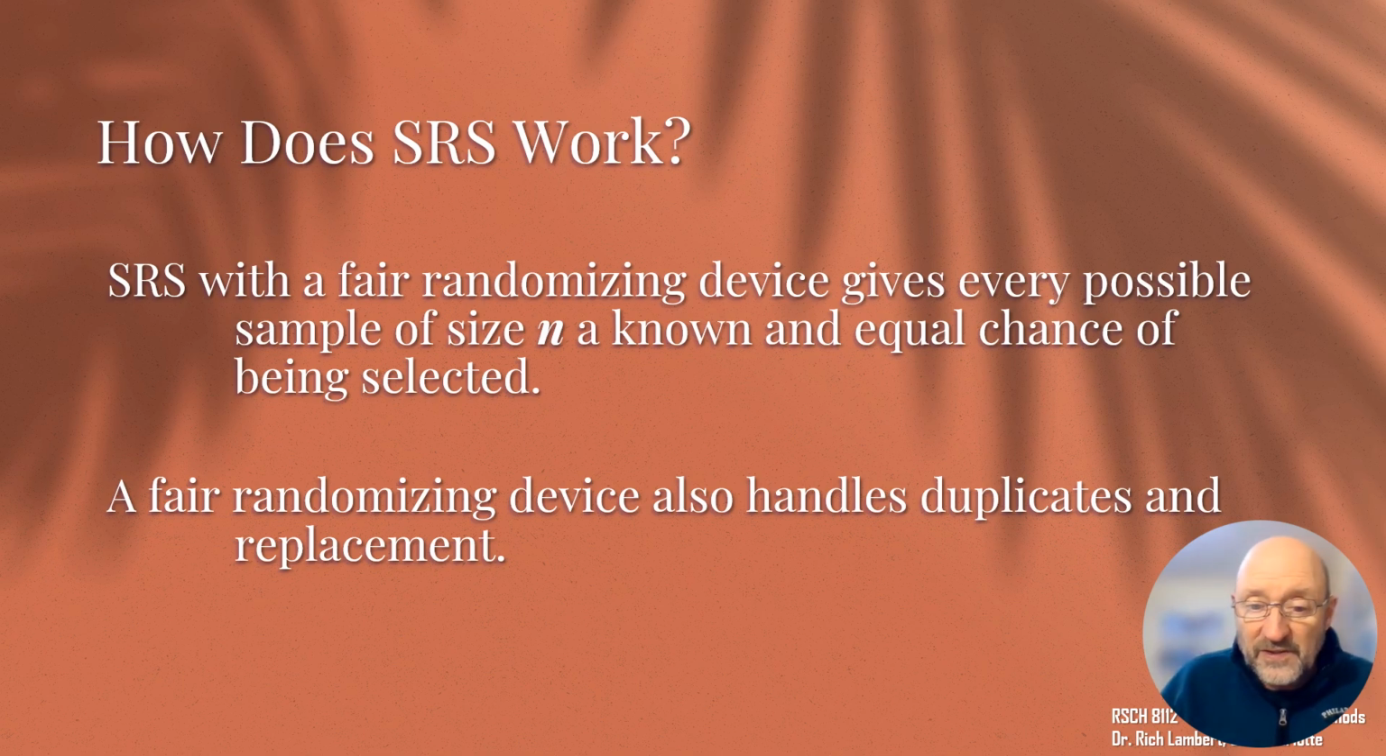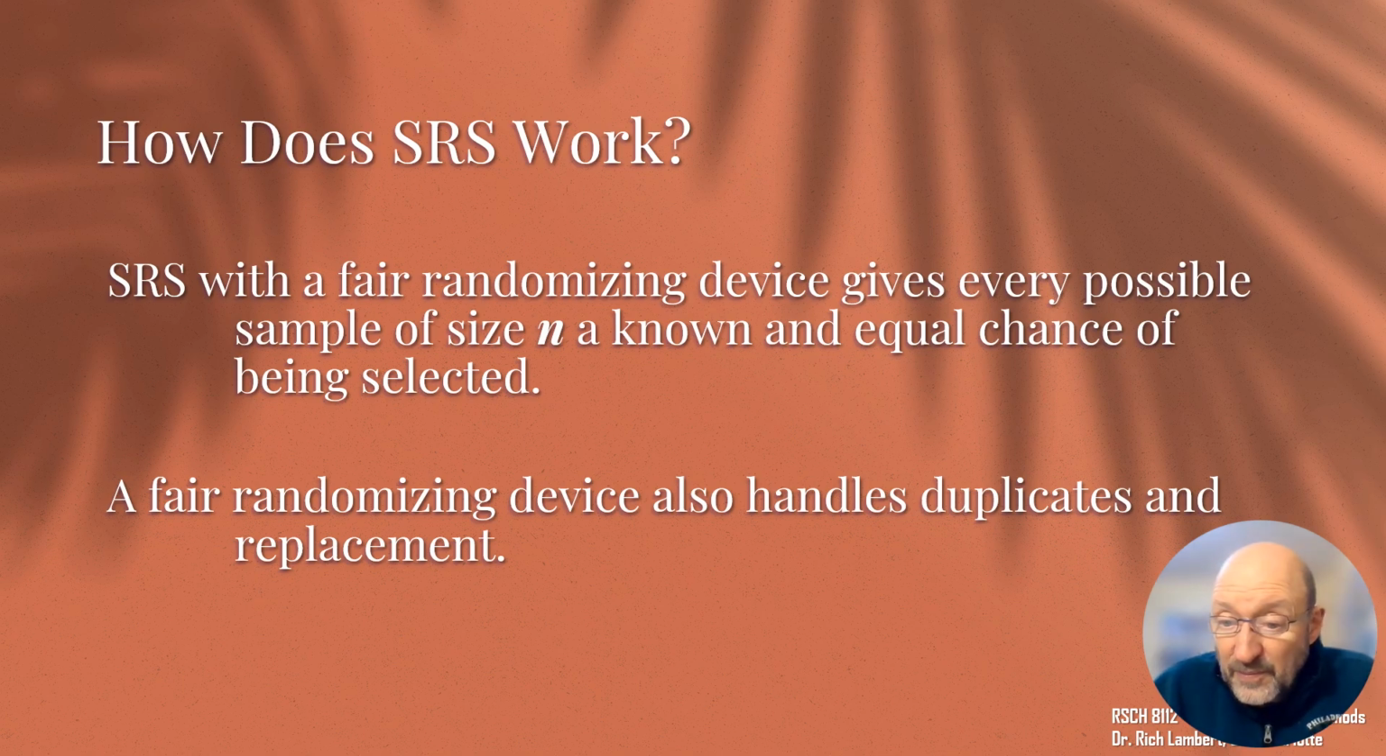A fair randomizing device or process also handles duplicates and replacement. And what do we mean by that? Well, you have to have, as a part of your fair randomizing strategy, a decision rule for what's going to happen when you get duplicates. So you could get duplicates for a variety of reasons. You could get duplicates because you draw a name out of a hat, and then when you're done, you put it back in, you mix it up again, and you draw another name out.